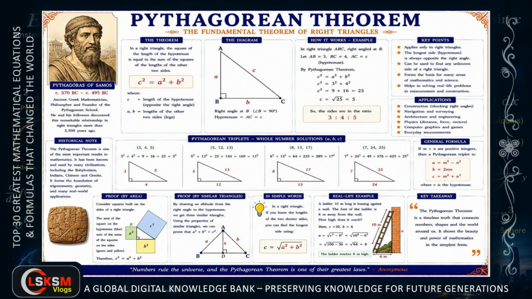One. Pythagorean theorem. Person: Pythagoras, 570 to 495 BC. The Pythagorean theorem relates the three sides of a right triangle and is one of the foundations of geometry. It is widely used in mathematics, engineering, architecture, and physics.